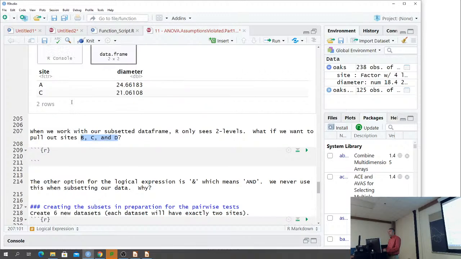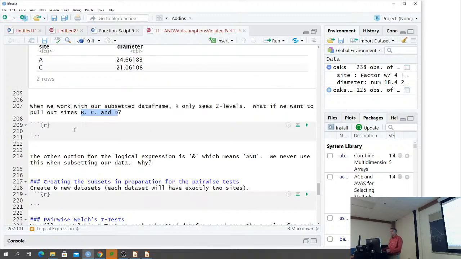All right, and then what we'll do on Monday is we'll kind of pick up with this, and we'll run our tests on our subsetted data sets, and then we'll talk about adjusting our p-values.